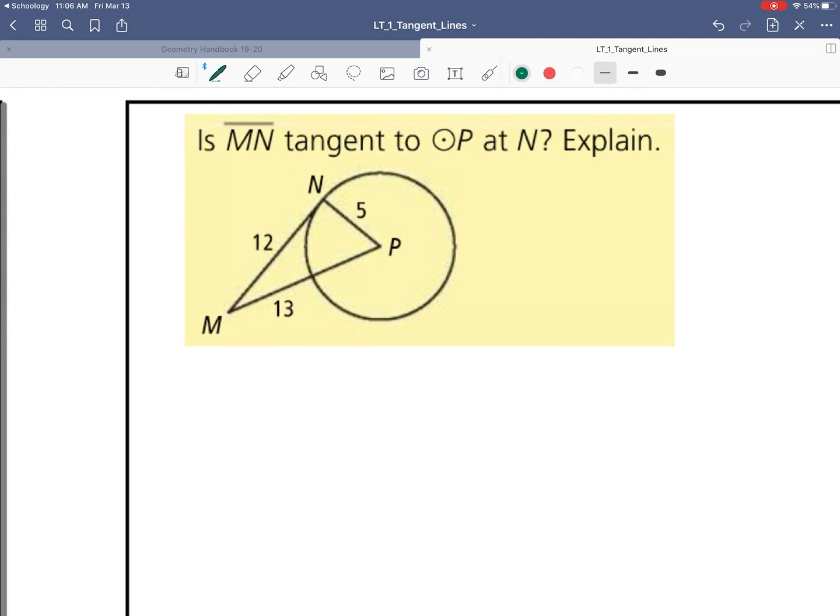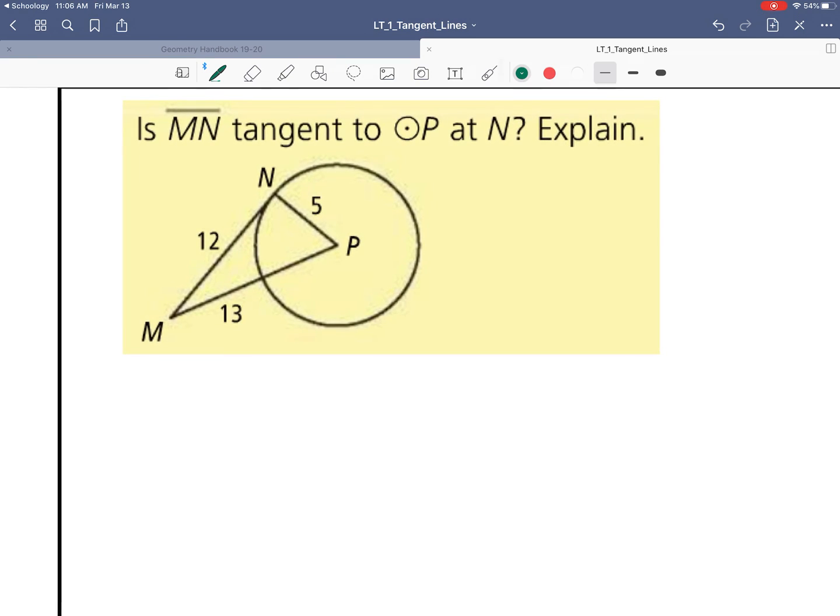All right, let's look at this one. Is it tangent? Now, to figure out if this line MN is tangent to circle P, what we would have right here is a right angle if it was tangent. Now, the tricky thing on this is 13. Is 13 the whole length? 13 is representing this length of MP. Now, if that's a true statement, that length MP is 13.